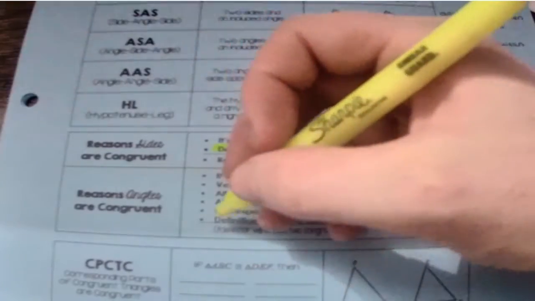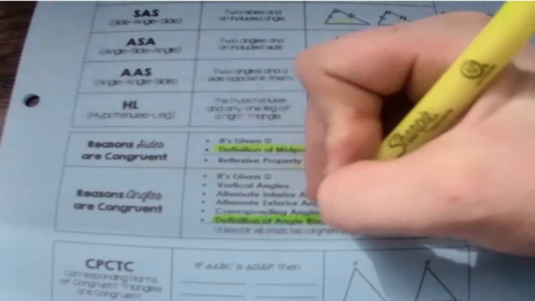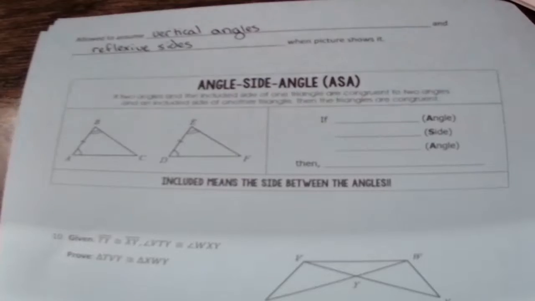And then if it has the words angle bisector in the given, then definition of angle bisector has to be one of your answers. So I'm highlighting it, and it was already underlined because I think that's very important. That can turn into basically a gimme question if you remember it. So on the top of the page, you'll notice, just like every other page, it's asking what are we allowed to assume? Well, we're allowed to assume vertical angles and reflexive sides.